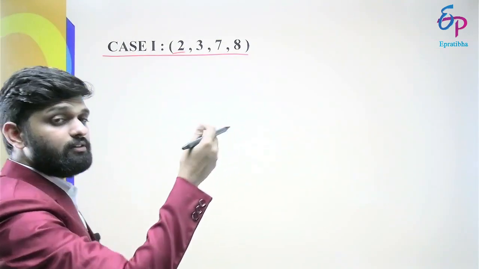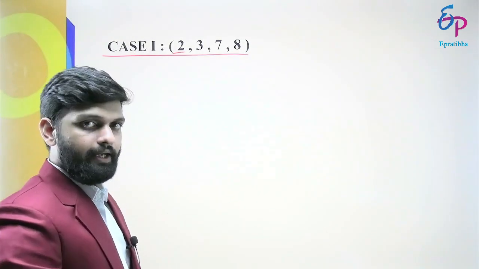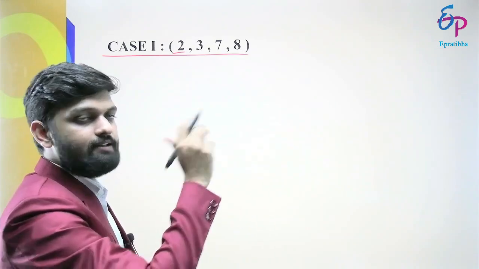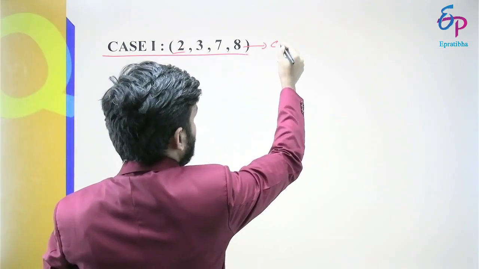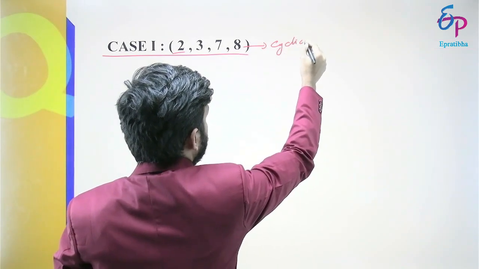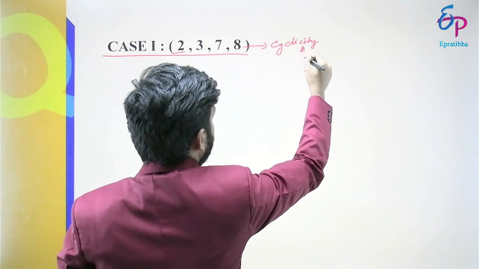Now, the numbers 2, 3, 7, 8 all will follow the cyclicity of 4 only. All will follow the same logic. It will be cyclicity of 4.